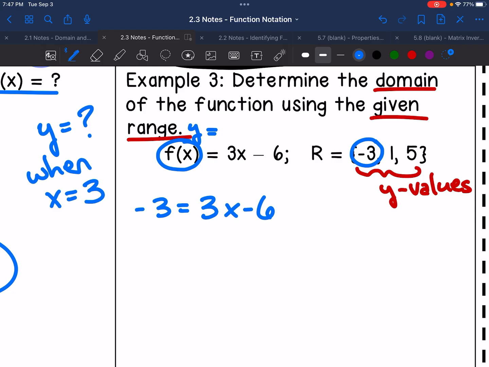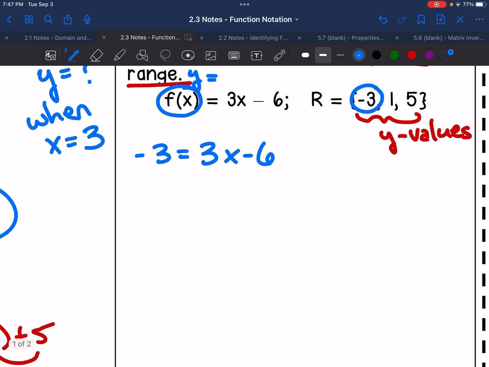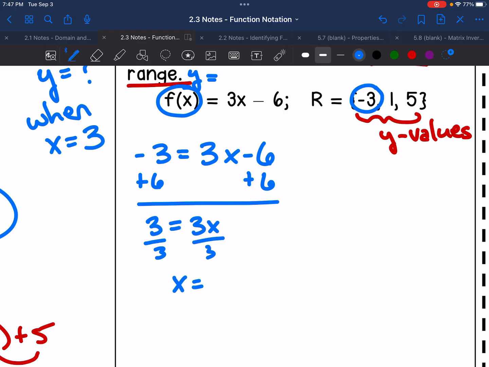Now I have to solve this out, okay, because I'm trying to find x. I have a variable I need to solve for. So remember, we get x by itself. We're going to add 6 to each side. So that gives me 3 equals 3x. Divide by 3, and that gives me x equals 1. All right, so there is one of my solutions, one of my domain values.